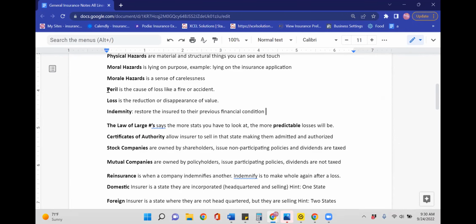But anyway, so peril is the cause of loss, the fire, the accident. Loss is the reduction of value. Indemnity is what they pay you to restore you after the loss.